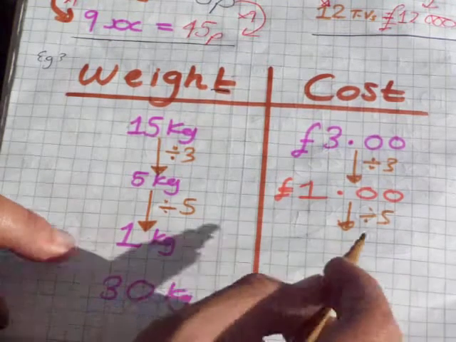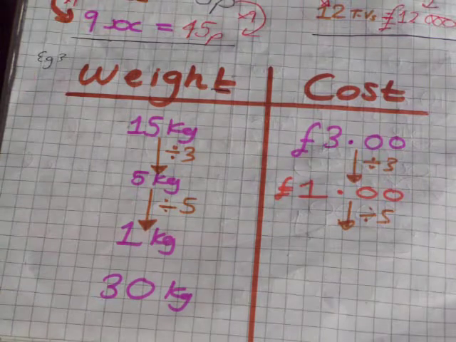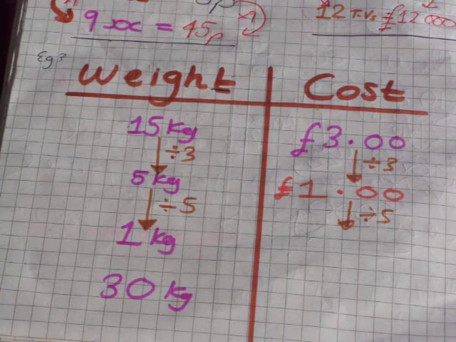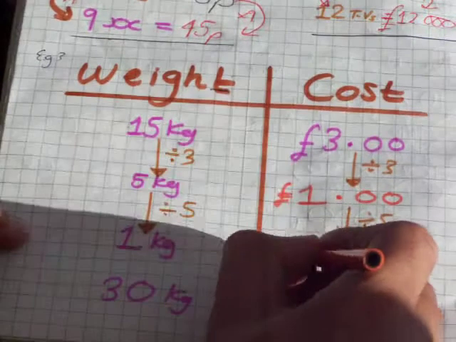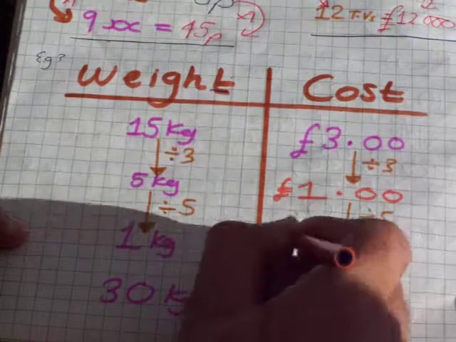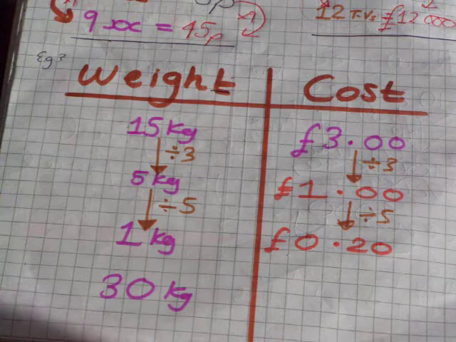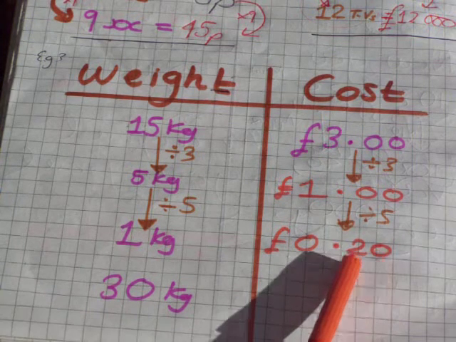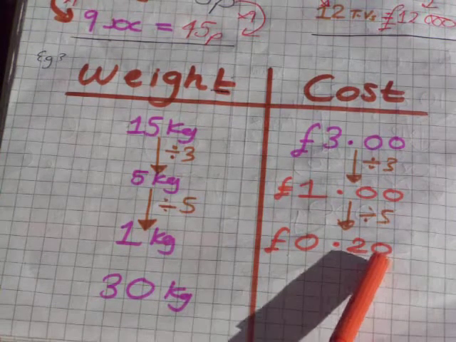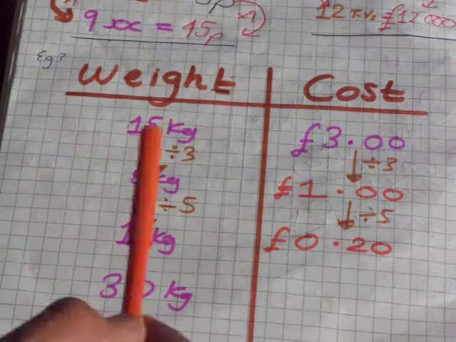Now what's £1 divided by 5? If you have £1, which is 100 pence, and you divide it into 5, what do you get? 20p, which is written as a decimal number as £0.20. That 0 is not necessary mathematically, but for money it is. So that shows us that's 20p.